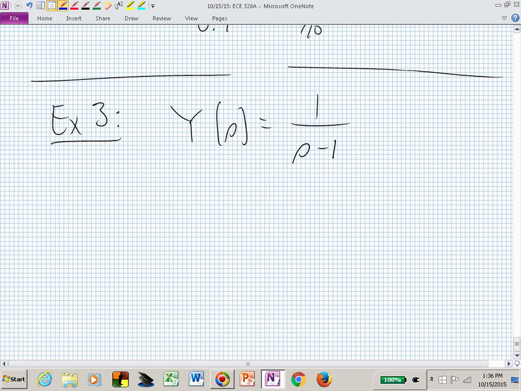What's this one going to do? Can we apply the final value theorem? Or maybe I should ask, should you apply the final value theorem to this? Where is this pole located? This is in the right half plane.